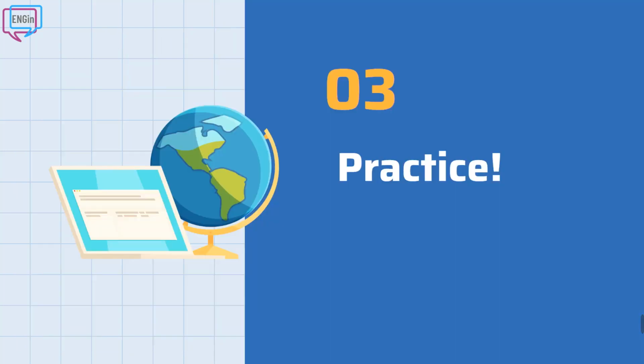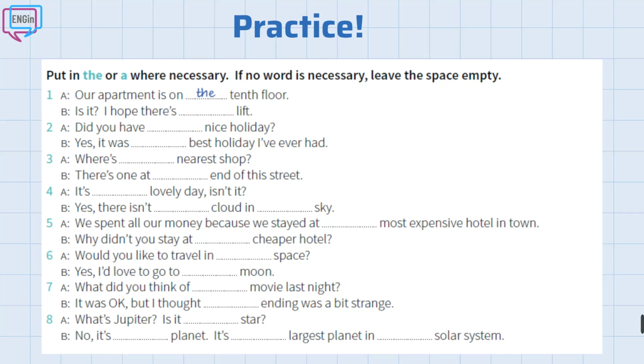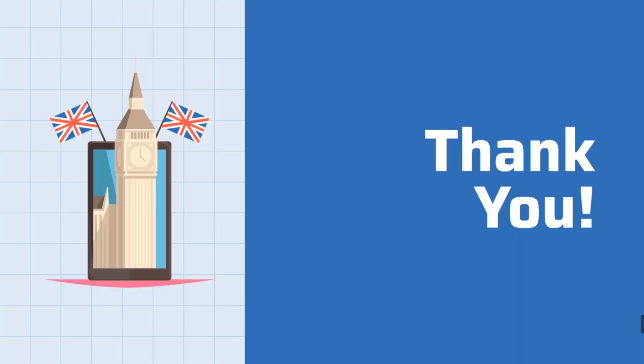Then, of course, comes the practice. Please make sure to use this activity to ask your learners to put in the or a where necessary, or at all leave the space empty if they need to use zero article. Each of these steps builds upon the previous one, helping learners gradually understand the nuances of using articles with countable and uncountable nouns. Make sure to provide plenty of examples and practice exercises for each step, as practical application is key to mastering this aspect of English grammar.